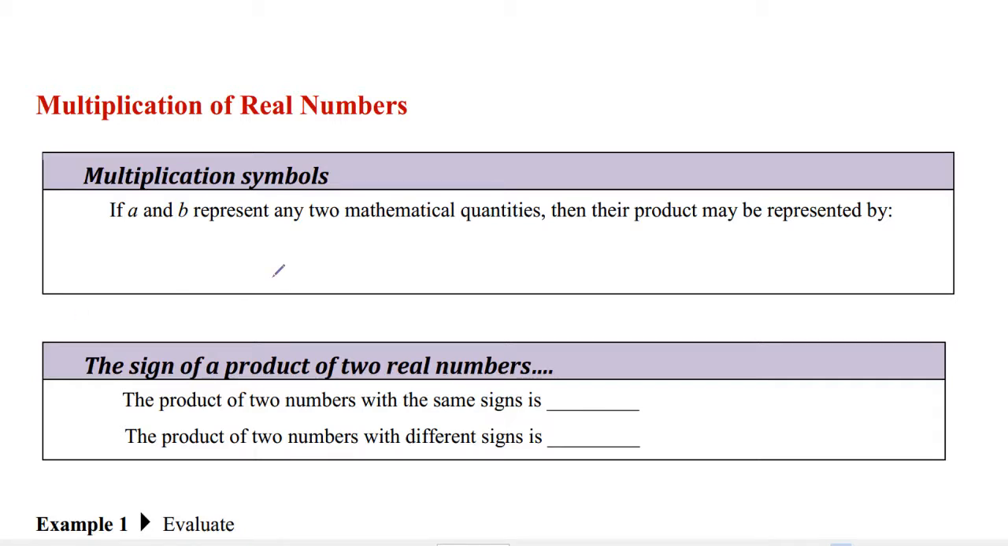Hi everyone. In this lecture we're going to talk about multiplication of real numbers. So if A and B are any two mathematical quantities, then their product, well, we can just write that as the following. So A times B, you could put a little dot here, or I think I've shown you this before, that there are several other notations for this.